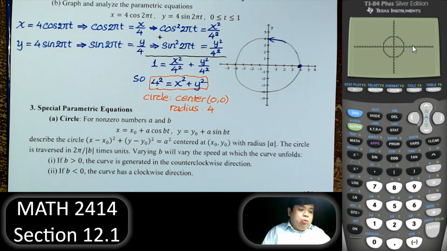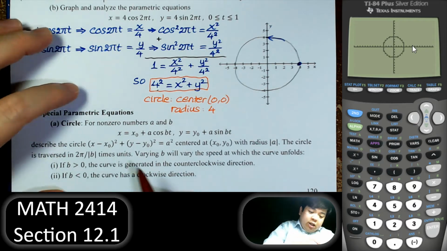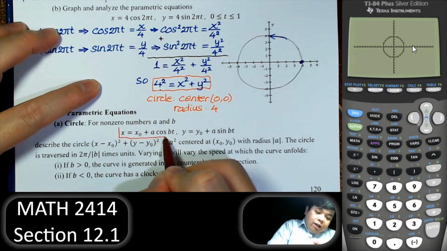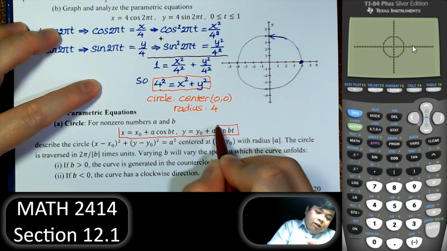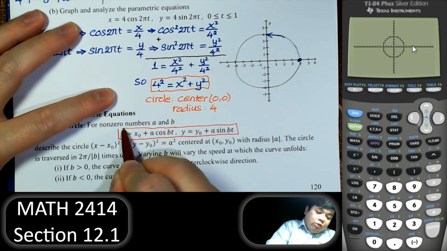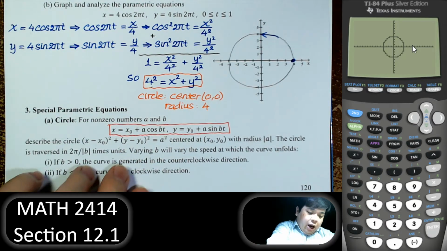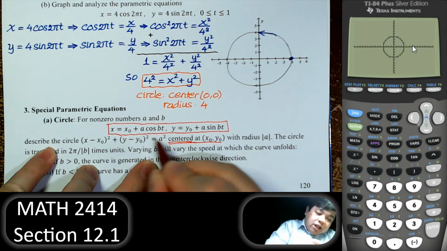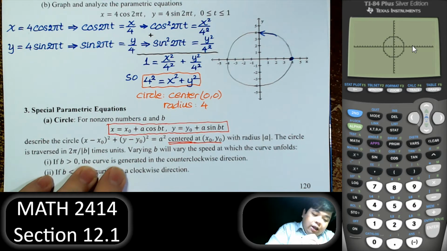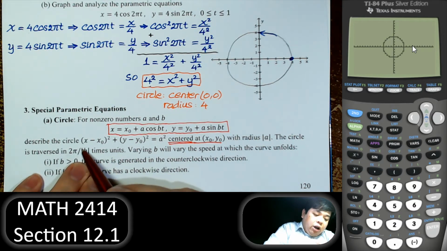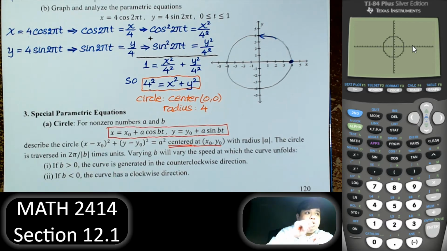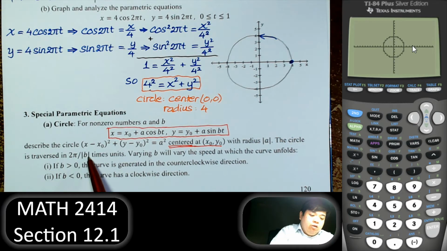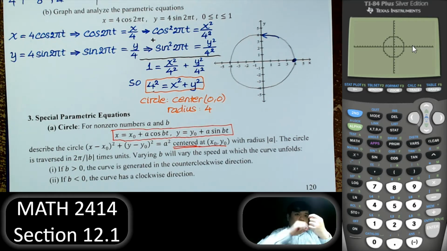So now if we focus on the circle, we will have this general parametric form of a circle. In this case, we have the center at the point x0, y0. The circle is traversed in 2 pi over b time units. So if we want this to go 1 revolution, 2 pi over the absolute value of b will give us the time that it takes to travel 1 complete revolution.